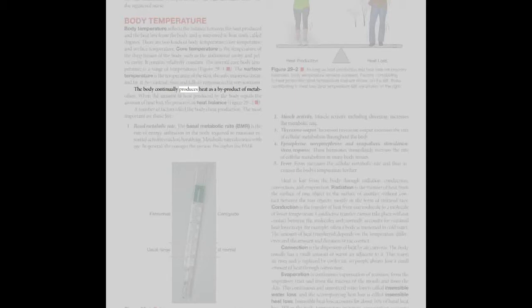The body continually produces heat as a byproduct of metabolism. When the amount of heat produced by the body equals the amount of heat lost, the person is in heat balance, figure 29:2. A number of factors affect the body's heat production. The most important are these 6. 1. Basal metabolic rate. The basal metabolic rate, BMR, is the rate of energy utilization in the body required to maintain essential activities such as breathing. Metabolic rates decrease with age. In general, the younger the person, the higher the BMR.